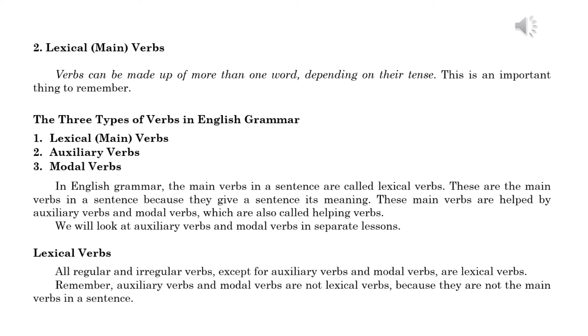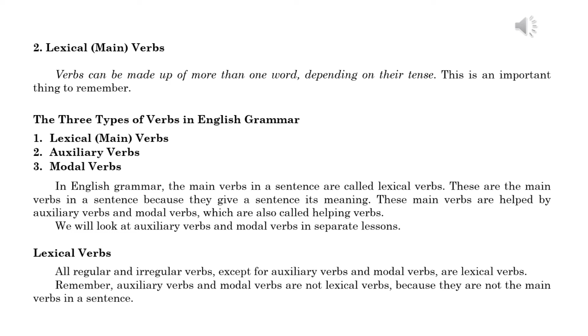Two. Lexical, main verbs. Verbs can be made up of more than one word, depending on their tense. This is an important thing to remember. The three types of verbs in English grammar. 1. Lexical or main verbs. 2. Auxiliary verbs. 3. Modal verbs.